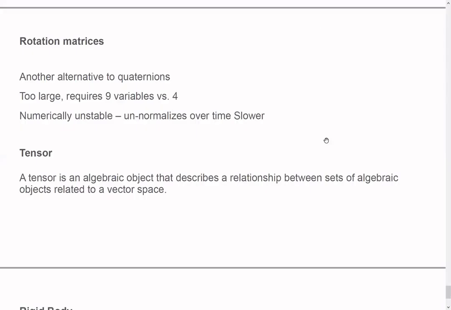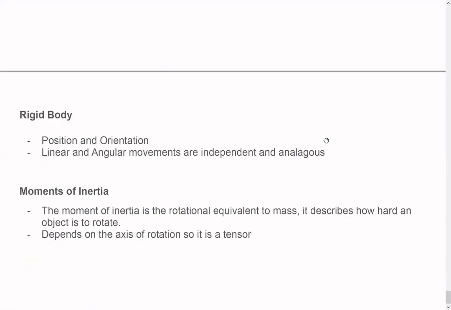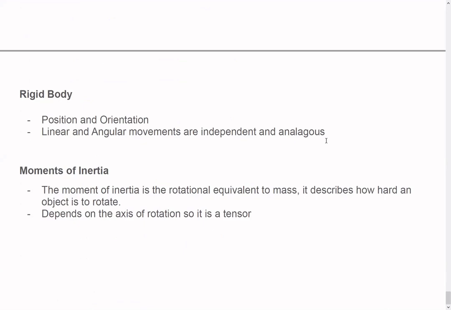And then we have the rotation matrix. It's another alternative to quaternions. Then we have tensors. It's an algebraic object. It describes the relationship between objects related to a vector space. Finally, we have rigid bodies, which we discussed before as well, and we will be discussing in a separate slide set. They have a position, an orientation, and movements.